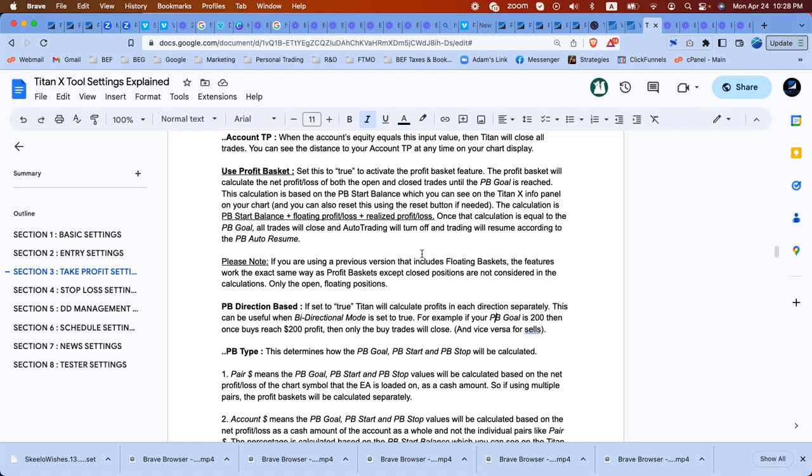One thing I do want to note here, actually we'll get to that in a second. So the calculation is profit basket start balance plus floating profit loss plus realized profit loss. So let's say, for example, you hit equity protector, so you're down $4,000 on a 100K account, but you're floating $3,000 profit. Well, your profit basket goal might be set to $3,000, but you're still at a net profit loss of minus 1,000.